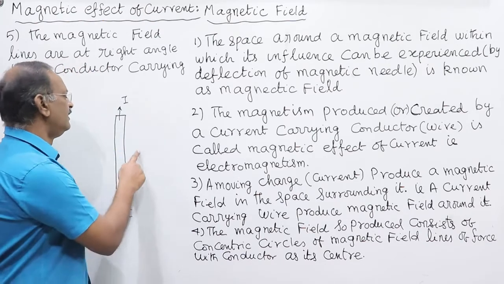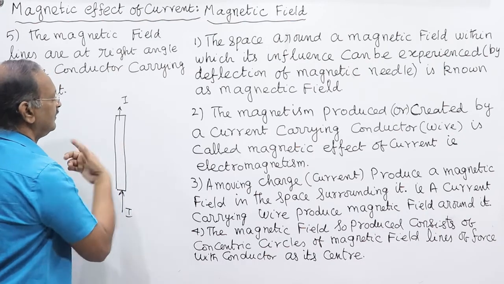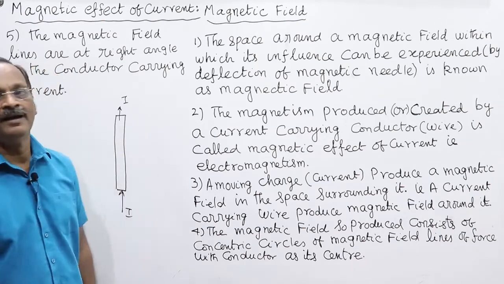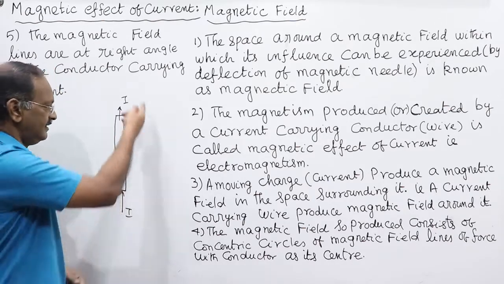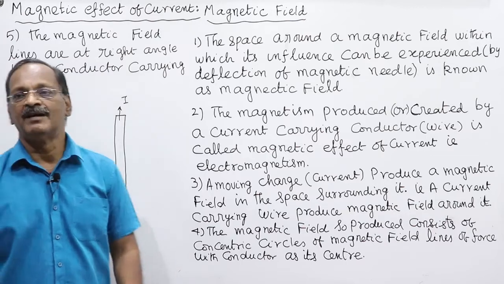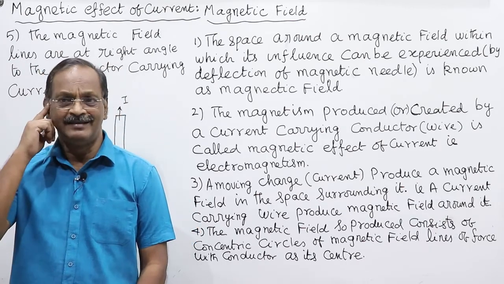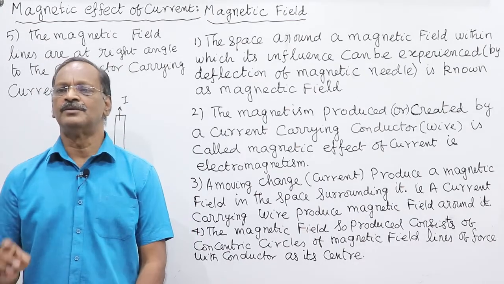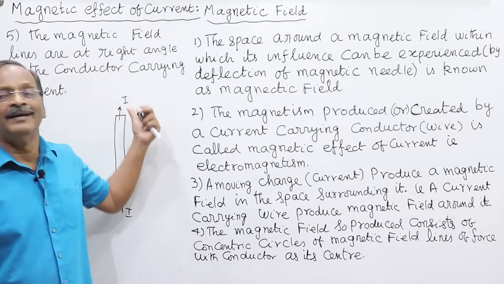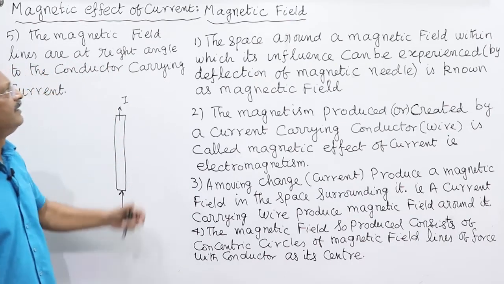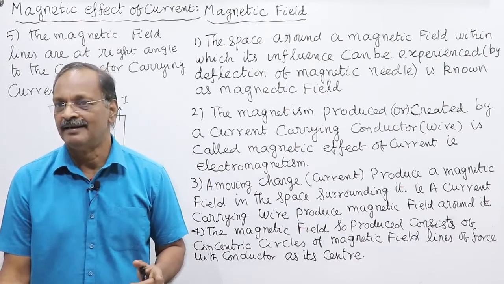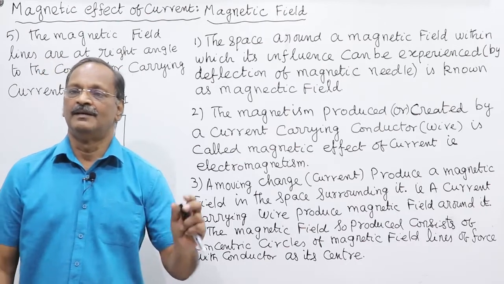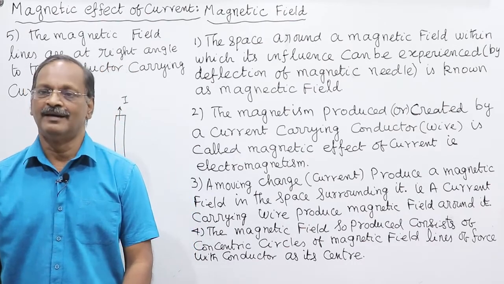How? If you are bringing a magnetic needle, if there is a deflection in the magnetic needle, it means there exists a magnetic field around this area, and that area is called magnetic field. So magnetism produced due to electric current flowing in a conductor is called magnetic effect of electric current or electromagnetism. So we produce magnetism with the help of electricity, that is called electromagnetism.